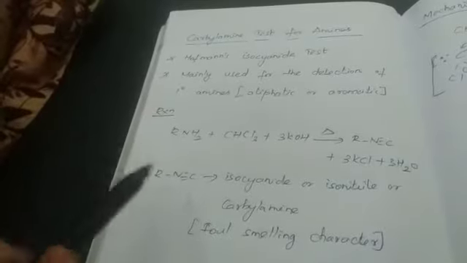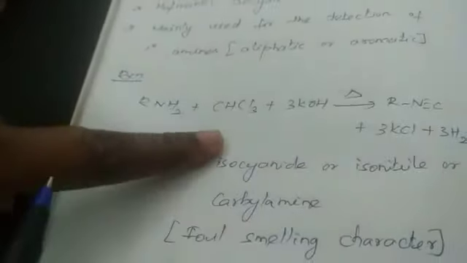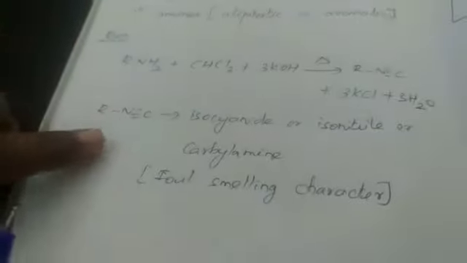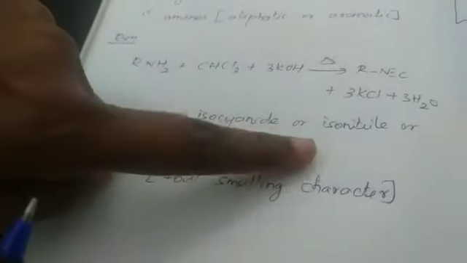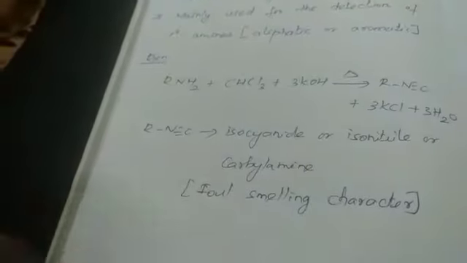Let's see this reaction. This is nothing but a primary amine reacting with chloroform in the presence of a strong alkali. On heating, we form this isocyanide, or otherwise we can call it an isonitrile, by the liberation of water molecules as well as potassium chloride salt. This isocyanide can also be called a carbylamine, which has the character of a foul smell.